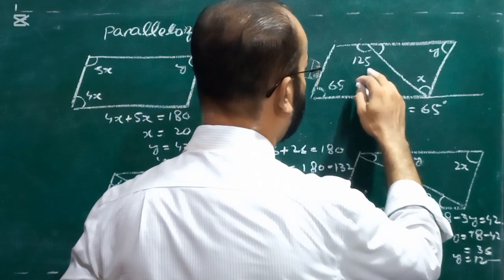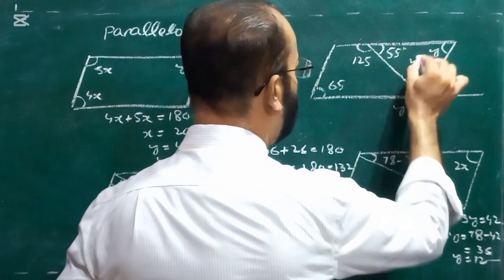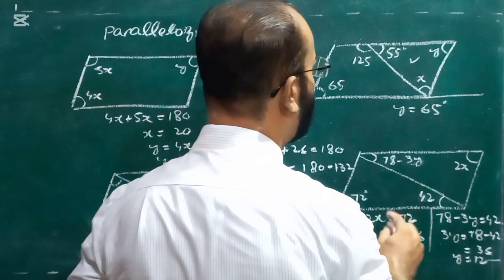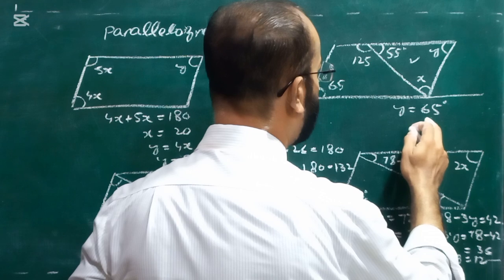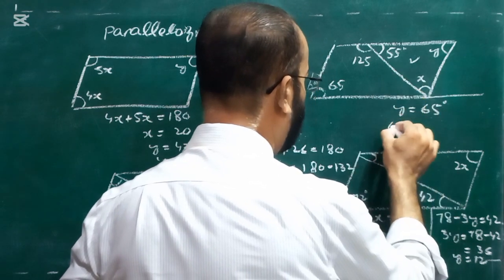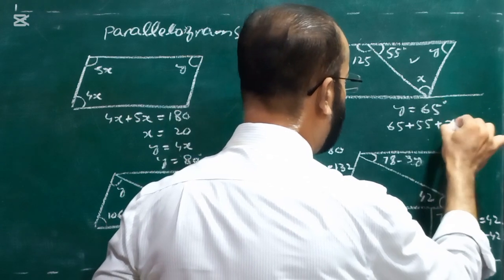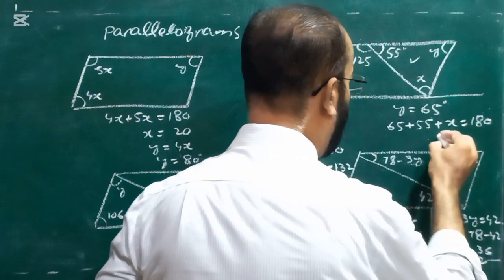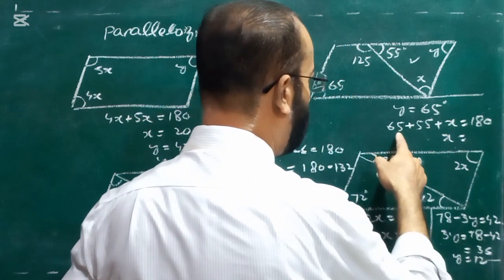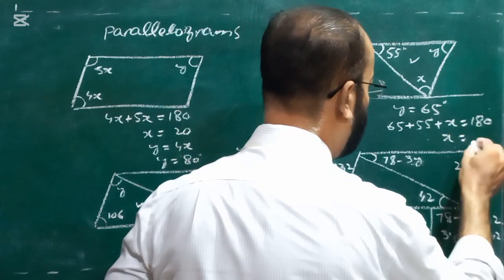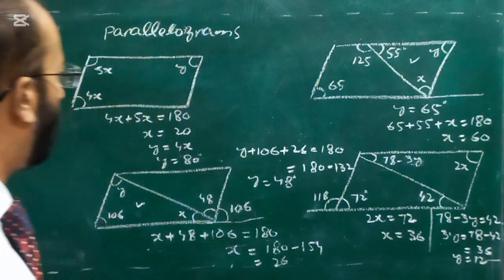So this will be 55 degrees. If you come into this triangle now, the sum of the angles of a triangle must be 180 degrees. So y is 65 now. So 65 plus 55 plus x should be equal to 180 degrees. And from here, these two will make 120. That will be subtracted from 180, and the remainder will be 60. So these are the solutions of these questions.